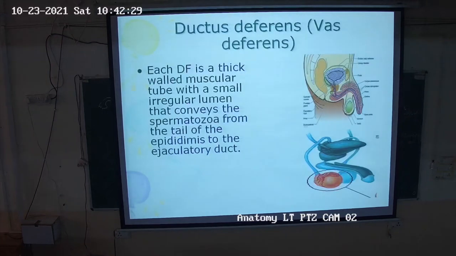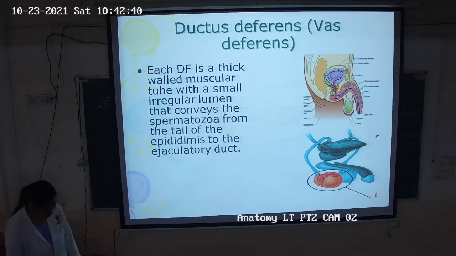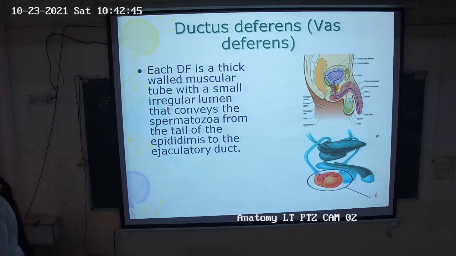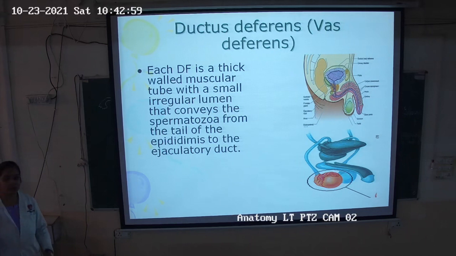Now the next slide is vasa deferens. In the cross section it appears similar to the ureter. The ureter has a star-shaped lumen. The lumen of the vasa deferens also appears star-shaped or stellate. But the main differentiating factor is the middle muscular coat. The middle coat of the vasa deferens is very much thickened, having smooth muscle cells, which is not present in the ureter.